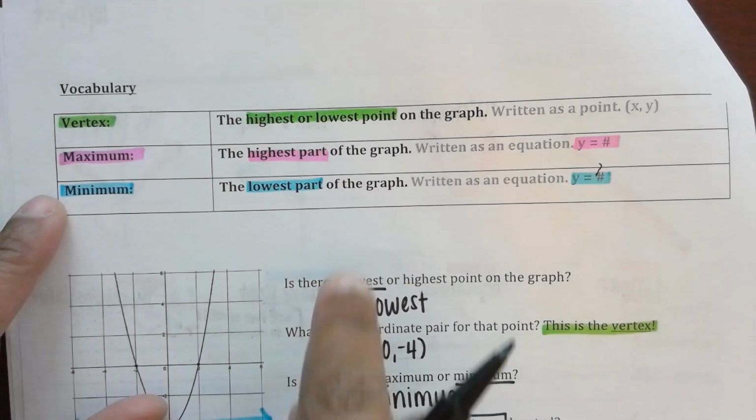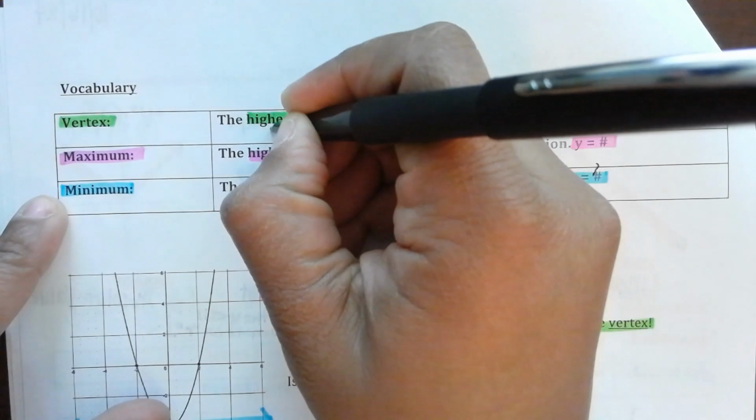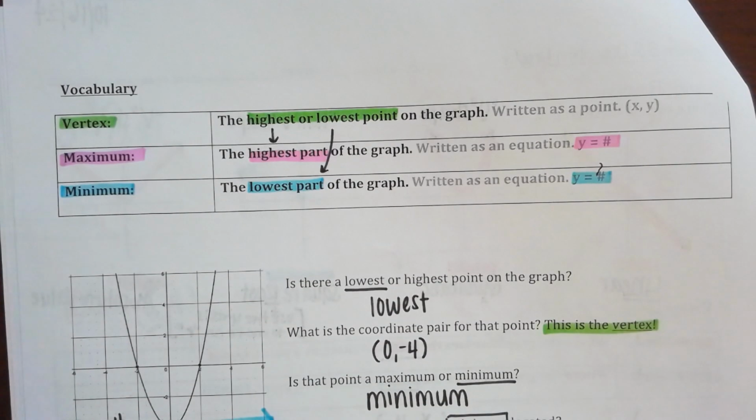So, if I'm looking at this, the highest or lowest point is the vertex. When we look at the highest point, that's our maximum. If we see the lowest point, that's our minimum. That's where the extra vocabulary comes in to help. Everybody with me? Everybody still here?